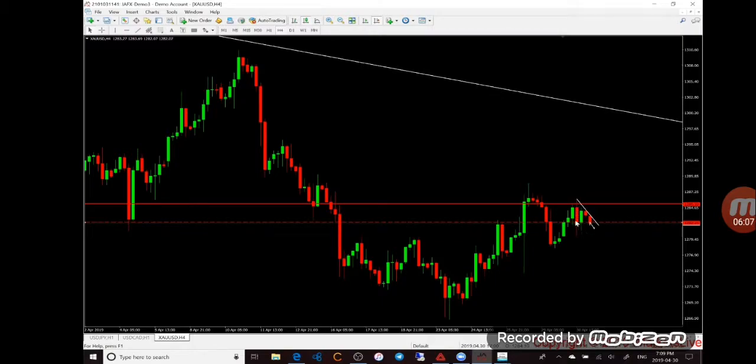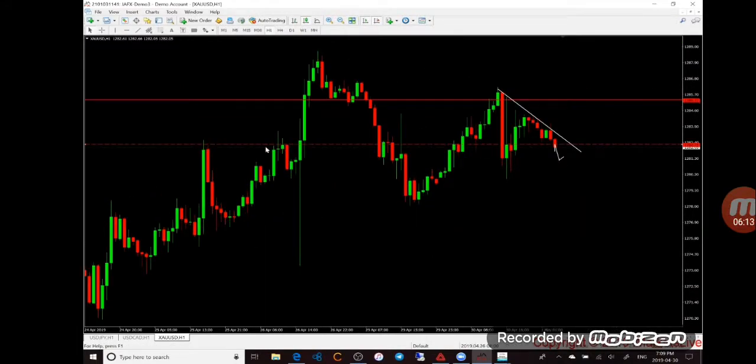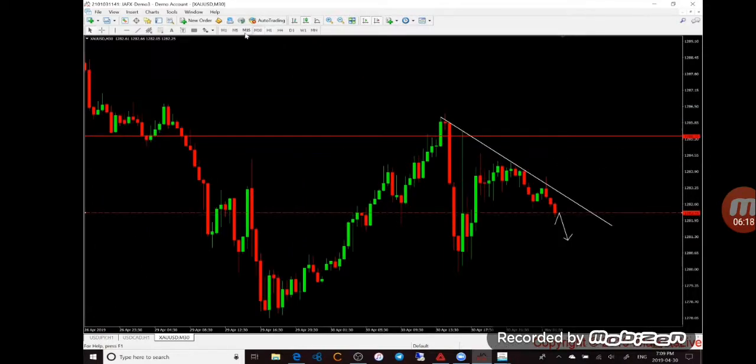And now we're breaking it again. We did have some support right here, and we're currently breaking it. So this is a really strong level. Not only is this a 1 hour level, but this is also a 4 hour level. Okay, really strong, really nice level.